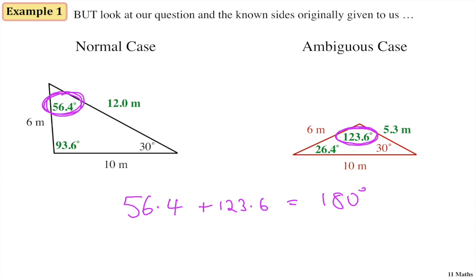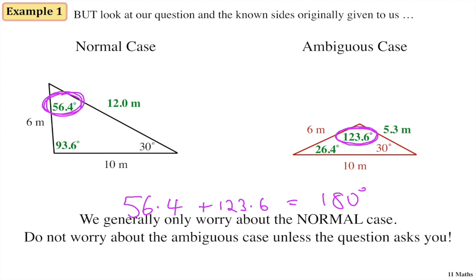So your calculator will always give you the smaller angle. If it says find an obtuse angle, you just take that angle away from 180, and then you're dealing with the ambiguous case where you're finding the obtuse angle. So don't worry about this subtracting from 180 unless it asks you to find the obtuse angle.